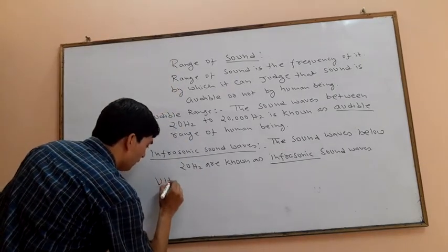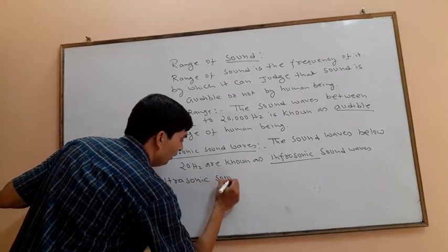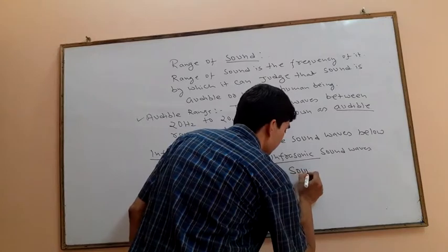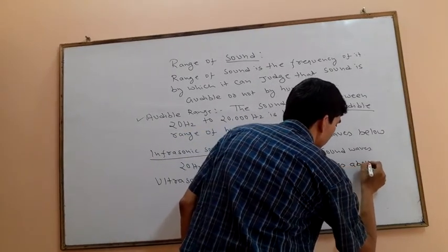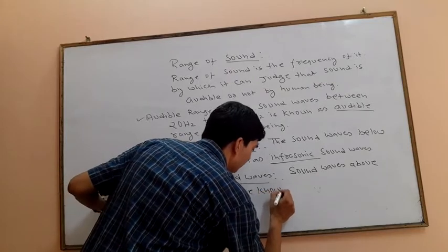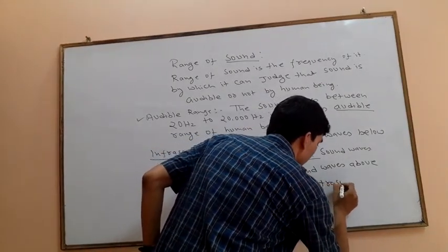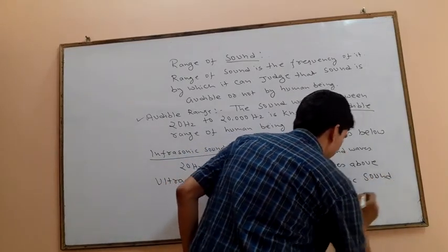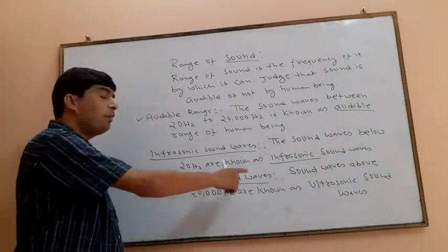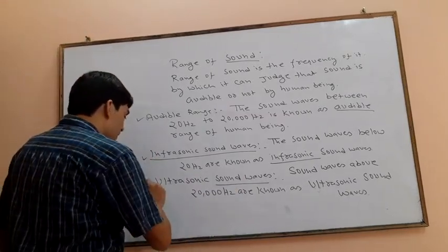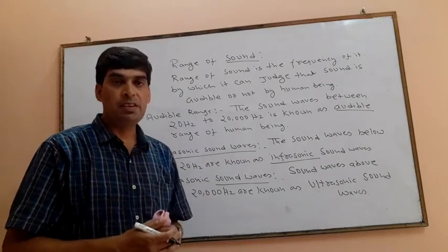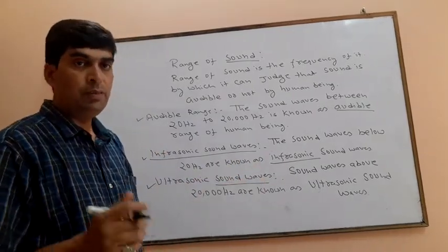Next is ultrasonic sound waves. Sound waves above 20,000 Hz are known as ultrasonic sound waves. Again, this sound also we human beings are not able to listen to. It's above our listening range. But these waves are used for some scientific processes, and some animals also detect these sounds. They use them for their own purposes. I'll give the names or examples of these things in my notes. Please write them down.